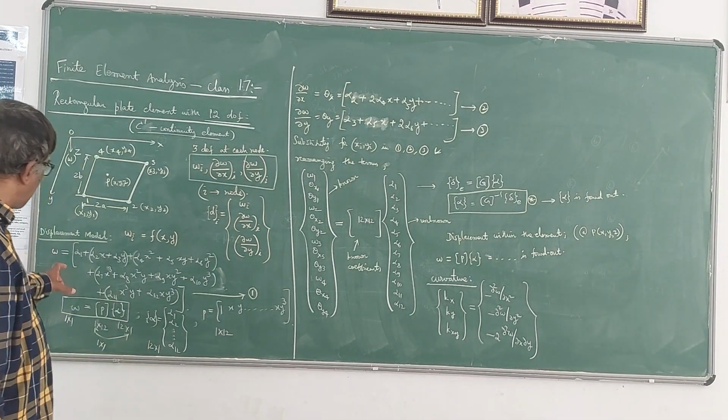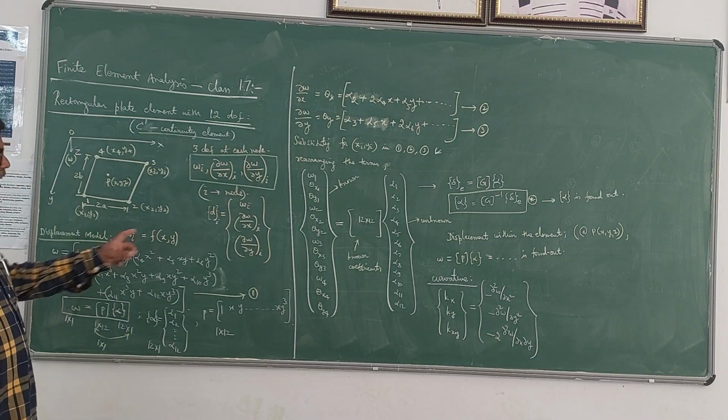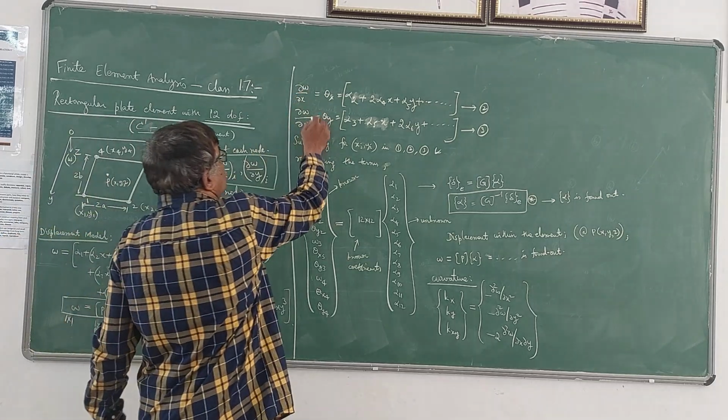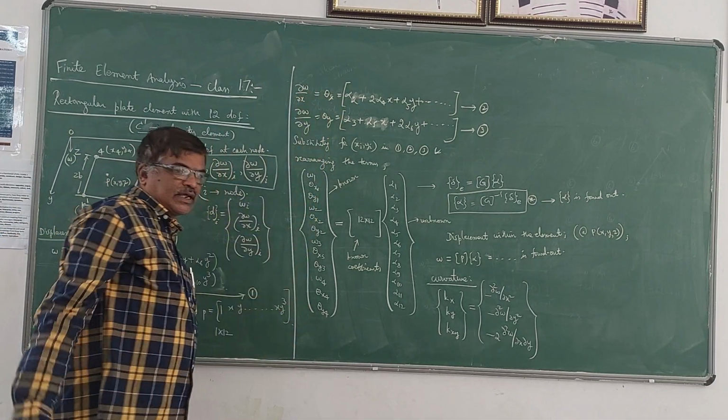Now from this assumed displacement function, you can get the derivatives also. Dou W by dou x and dou W by dou y you can get. So dou W by dou x is nothing but the rotation in x direction.